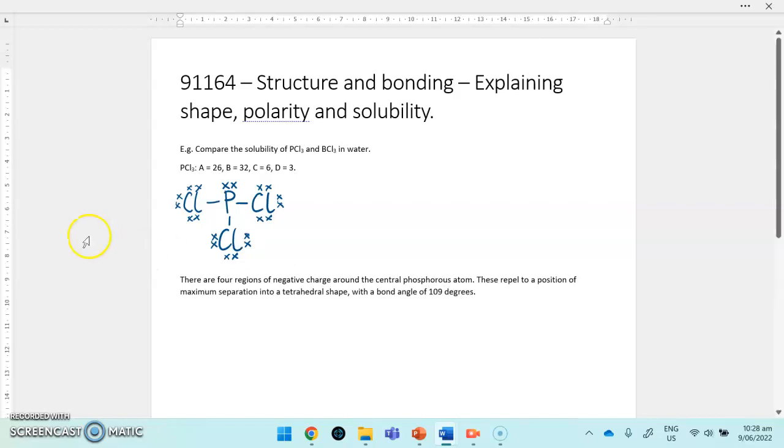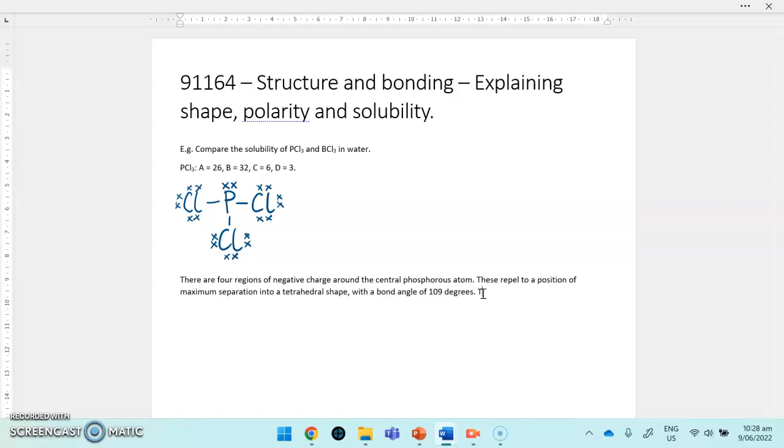Okay. So just to go over what I'm saying there, the central atom has 4 regions of negative charge around it, and these push each other apart as far as possible, so they repel to a position of maximum separation into a tetrahedral shape. Okay, so when you have 4 regions of negative charge, they push each other apart into a tetrahedral shape. It's a 3D shape, which has a bond angle of 109 degrees. That's the first thing with the shape.